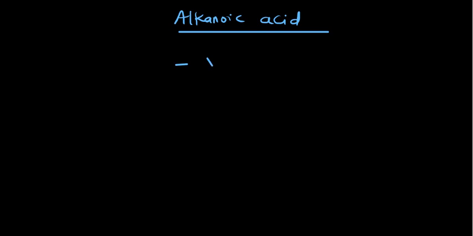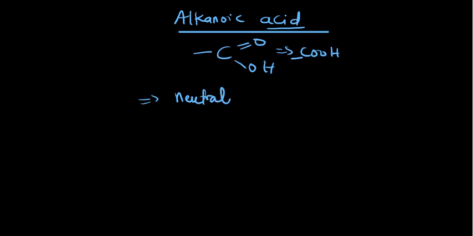So now let's go to other aspects. Let's go to alkanoic acid. I will just tell you the test, and that's all. Alkanoic acids have this structural formula, COOH. One of the things they may also ask you is that alkanoic acid is already an acid, so it is going to exhibit neutralization. What is neutralization? Addition of acid to base to form salt and water.